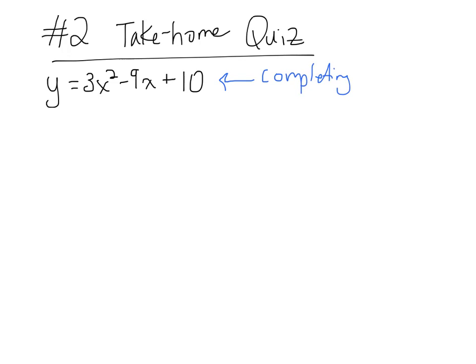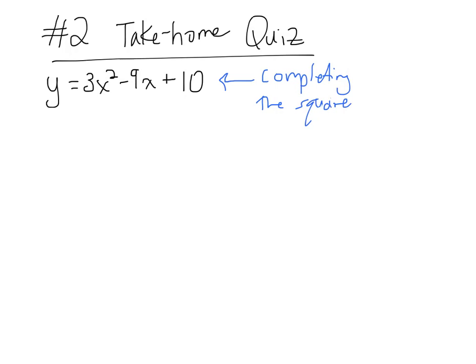the square. There are other ways to do this, and you're welcome to look into those if you want to research on your own. We're going to use completing the square as a way of changing this into vertex form. Sorry about that, a little messy there. There we go, completing the square.